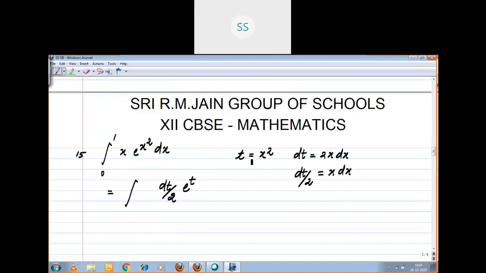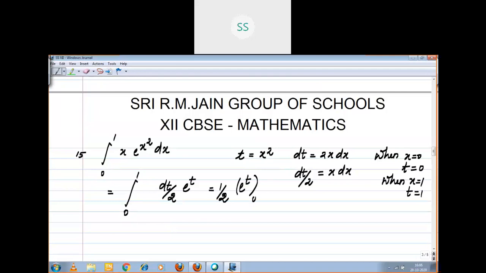So x dx can be replaced by integral dt by 2 e power t. I told you already, the 0 to 1 is the limit for x. Whenever you adopt substitution, you have to change the limit also. So when x is equal to 0, t is equal to 0. When x is equal to 1, t is equal to 1. 0 square is 0, 1 square equals 1. So sometimes you may get the same limit.